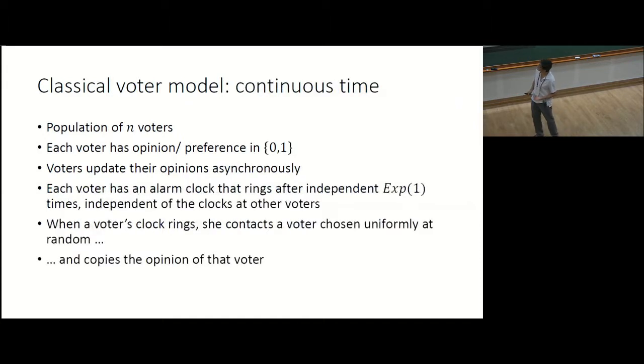Continuous time is very similar. So here the updates are asynchronous. Let's say each voter has an independent Poisson clock that rings after unit times, exponential 1 times. And every time the clock at a voter rings, they sample someone uniformly at random, again, including themselves, and then adopt the opinion of whoever they contacted.